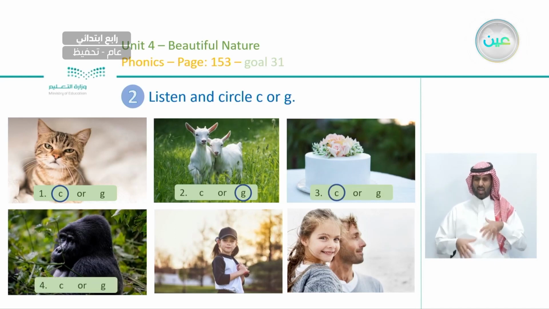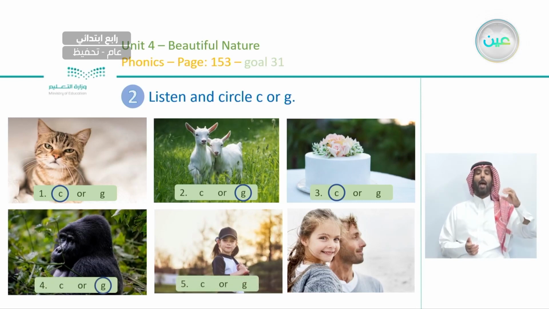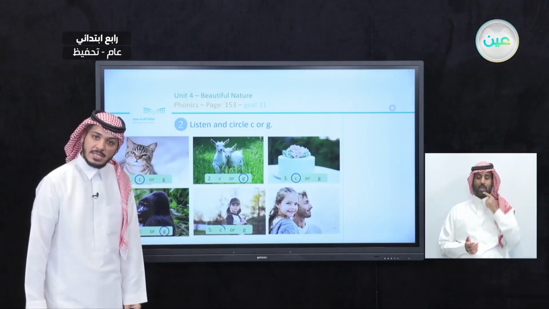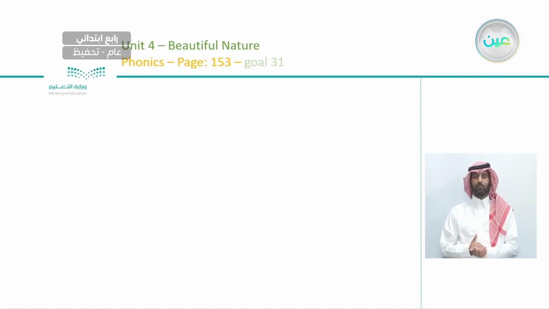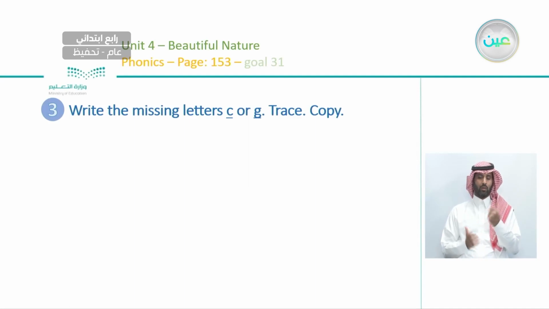Number 4, we have a gorilla. Gorilla. Okay, is it C or G? G, excellent. So we have gorilla here. Number 5, we have a cap. Cap, C or G? C, excellent. So we have a cap here. Okay, now we have a girl. Number 6, girl. Is it C or G? G, excellent. So we have G here. That's right.